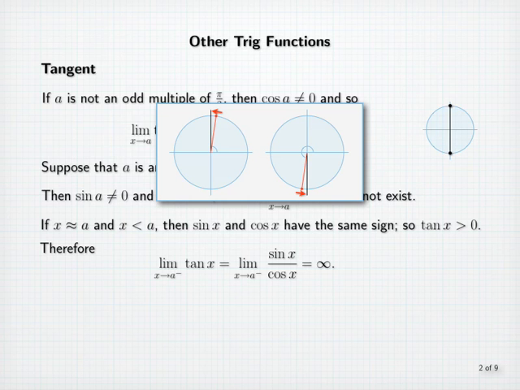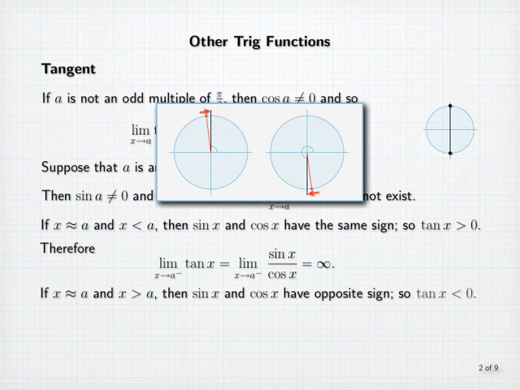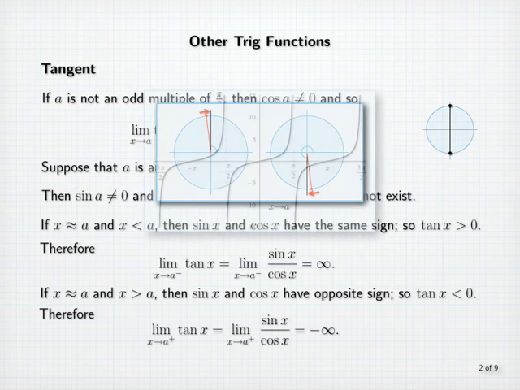Now let's consider the limit from the right. If x is approximately a and x is greater than a, then x corresponds to either a second quadrant angle or a fourth quadrant angle as shown in the figure. Therefore, sine and cosine have opposite signs, and so the tangent is negative, and therefore we conclude that the limit as x approaches a from the right of tangent of x is equal to negative infinity.